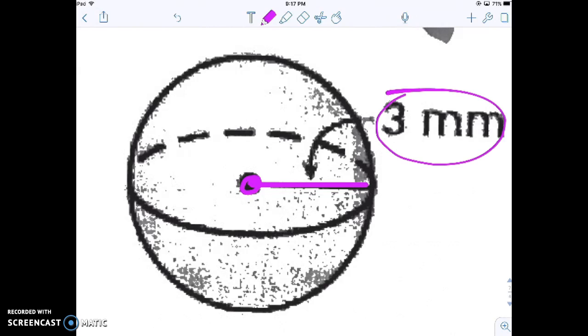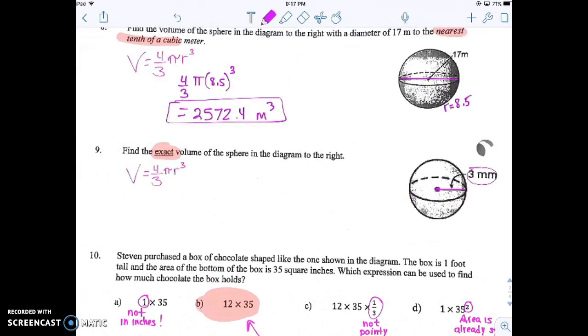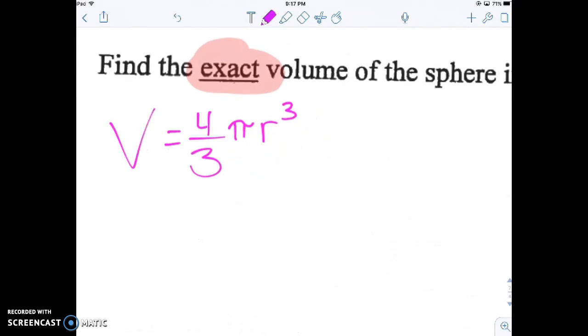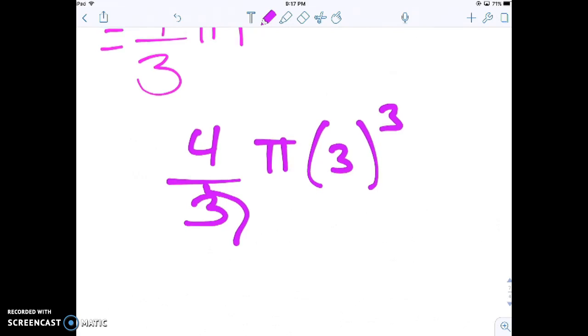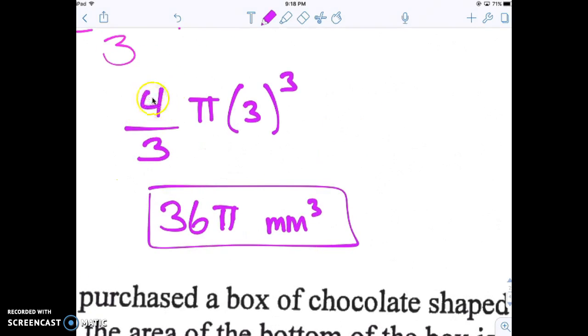The next problem does give you the radius, so you don't have to convert diameter to radius. You are going to use the 3 millimeters as your radius. This time it says exact, so I am going to leave pi in my answer. 4/3 pi r cubed. And the radius was 3, so I leave the 3 there. And when you multiply 4 by 3 times 3 times 3 and divide it by 3, you get 36, and I drop the pi down because I want it in terms of pi.